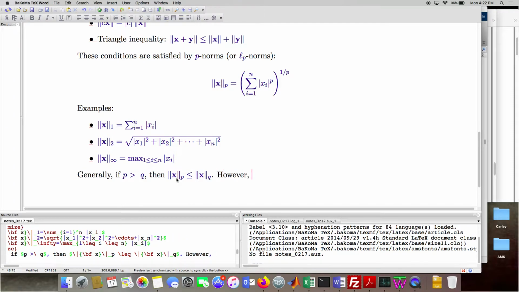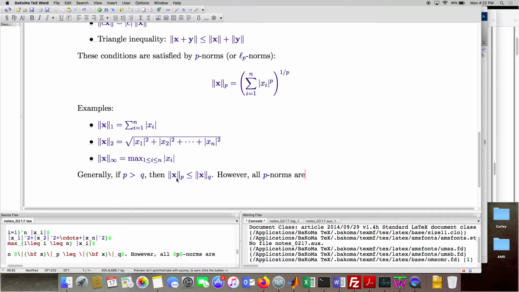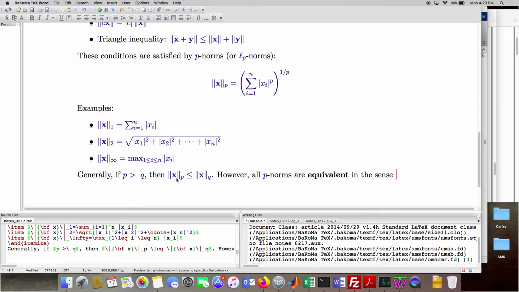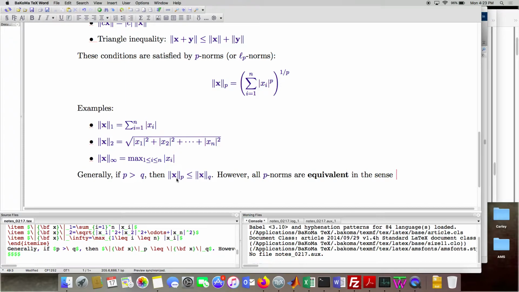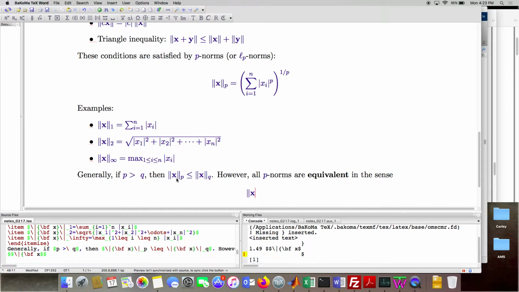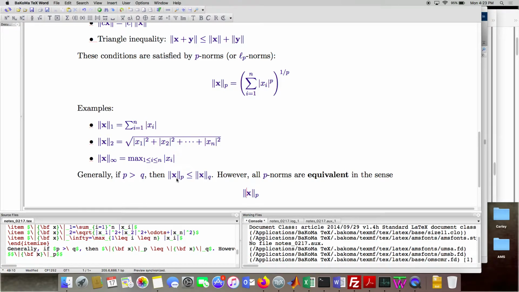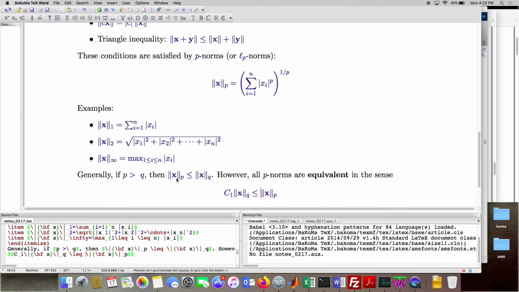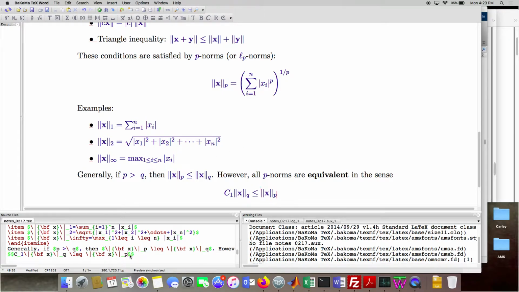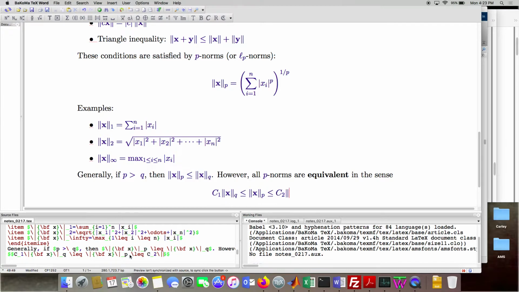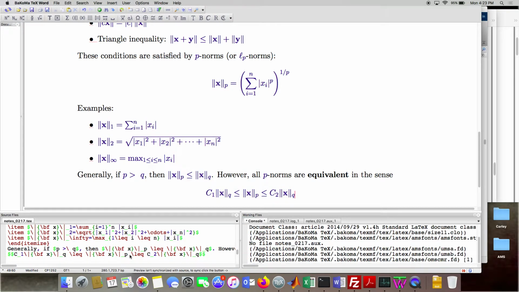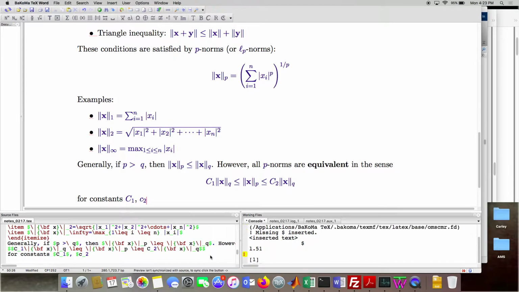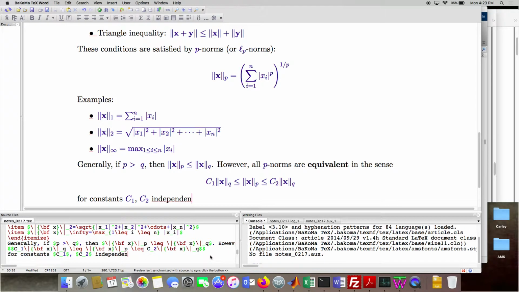However, all p norms are equivalent in this sense, that if I have any two norms, p and q, the p norm is bounded below by a constant times the q norm, and bounded above by another constant times the q norm, for constants c1 and c2, they're independent of x.